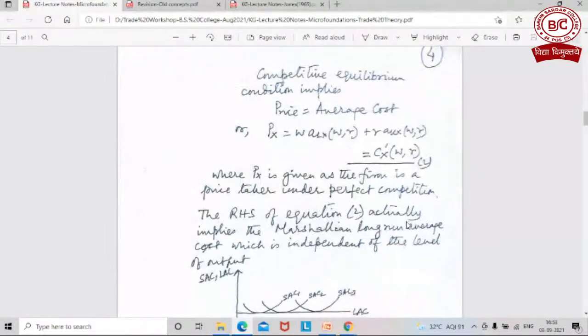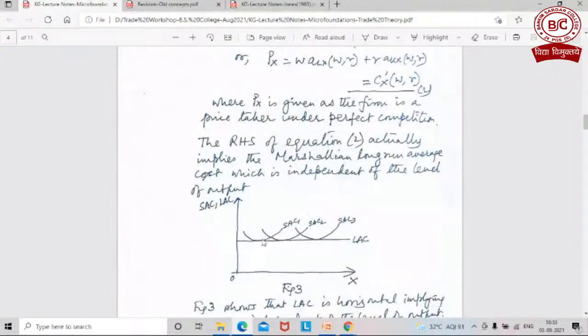Just see here. Remember this long run average cost curve? So is it a function of X? Is it that LAC is a function of X? No, sir. Even if X is high, LAC remains same. When can we have a shape like this, LAC, horizontal? Not constant cost industry, rather constant returns to scale.